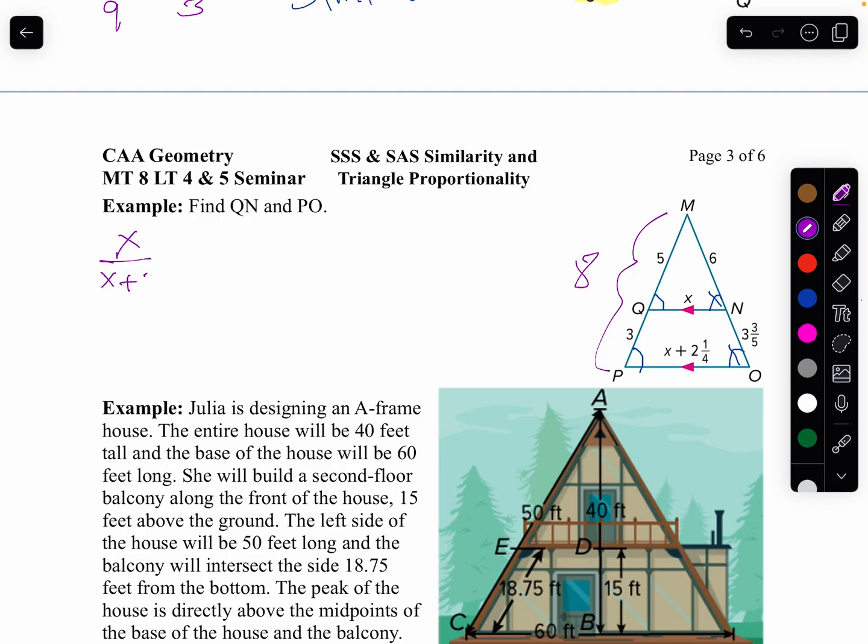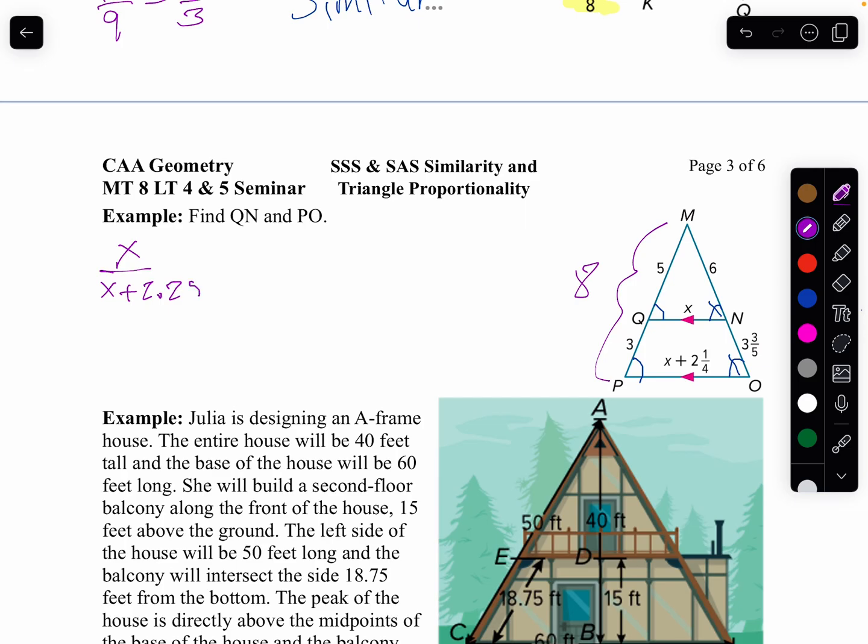I'm going to write that as 2.25. You can always change a fraction to a decimal unless it repeats. If it repeats, you better work with a fraction. And then we'll say 5 to 8. Now, I don't have any common factors. I don't have anything that reduces.